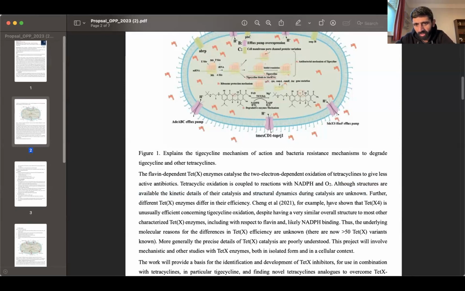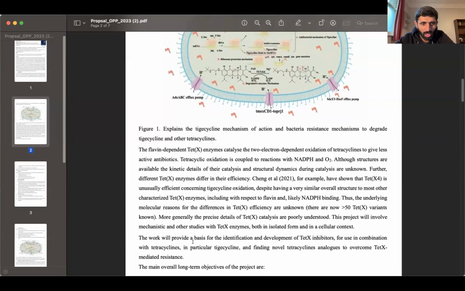Shen et al., for example, have shown that the TATX is unusually efficient concerning tigecycline oxidation despite having a very similar overall structure to most other characterized TATX enzymes. So another research gap: the underlying molecular reasons for differences in TATX efficacy are unknown. There are now more than 50 TATX variants, mechanistic and other studies with the TATX enzyme, both in isolated and cellular context.